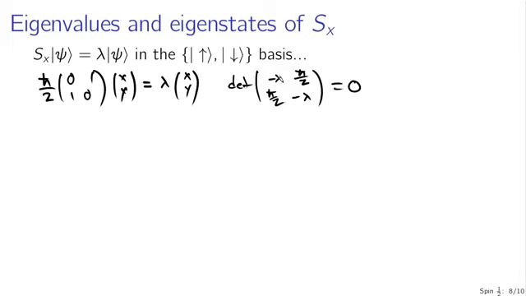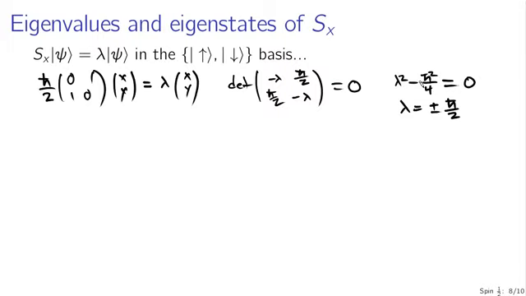We want the determinant of this matrix to be equal to 0, and that gives us our characteristic polynomial. The polynomial you get from the determinant of this matrix is very simple. Minus lambda times minus lambda minus h bar over 2 times h bar over 2. So we get lambda squared minus h bar squared over 4 is equal to 0. This is very easy to solve for lambda. We get lambda equals plus or minus h bar over 2. So those are our eigenvalues.